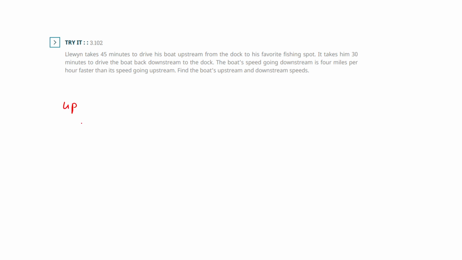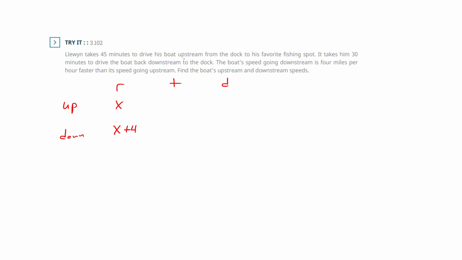Okay, this guy or gal, I don't know who that is. His, so I guess it's a guy. And we have up and down stream. Okay, so we don't know his speed going uphill, or upstream, I should say. But downstream, he's 4 miles per hour faster.